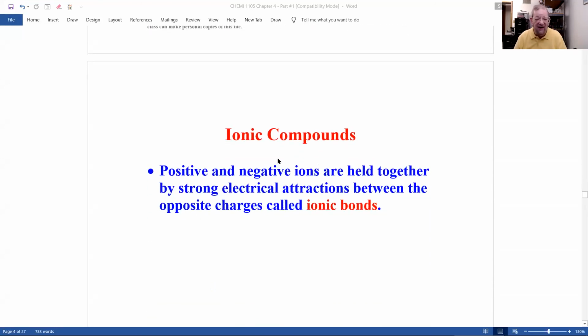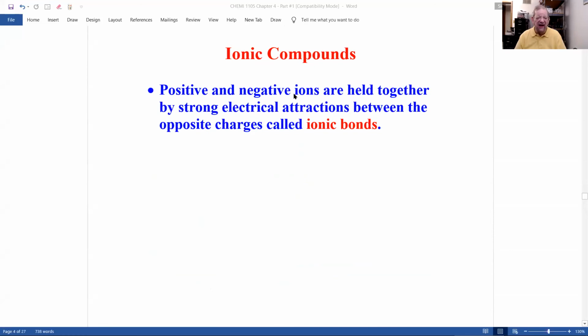So when we talk about ionic compounds, negative and positive ions are held together with strong electrical attractions, opposites attract. How many of you ever played with a magnet? It's like magnetic force, but it's not magnetic.